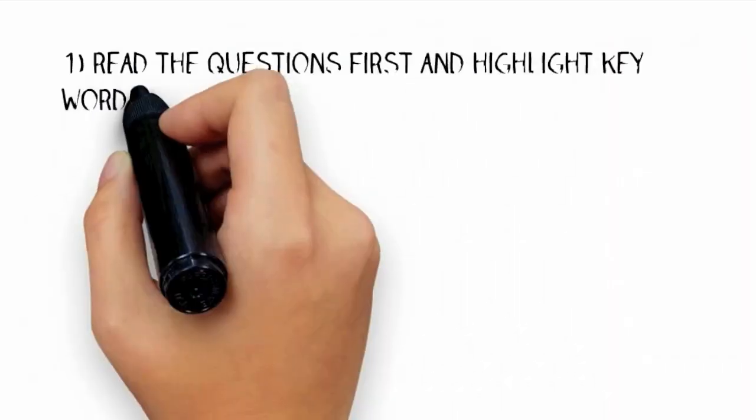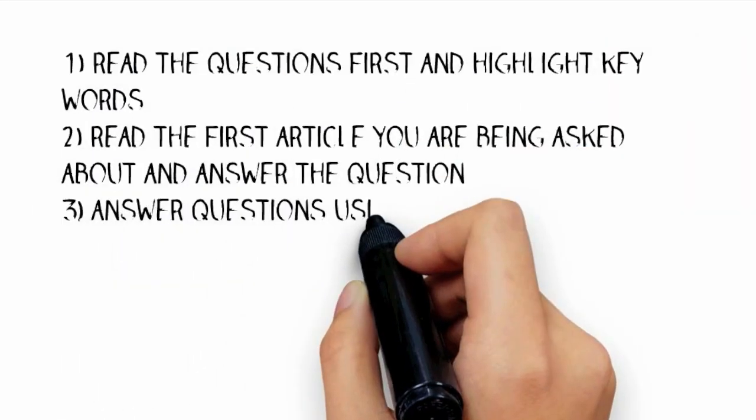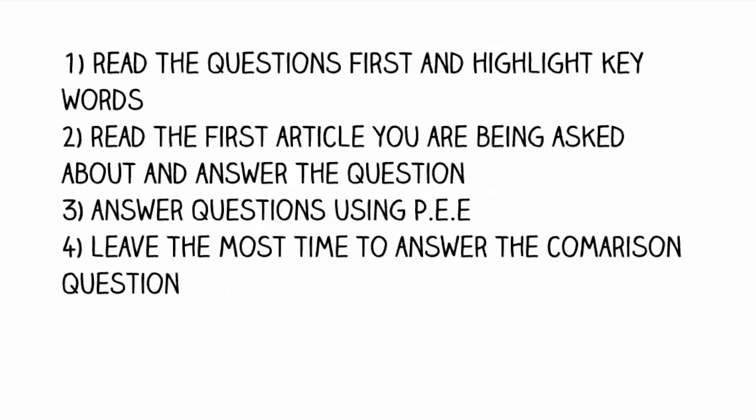So finally, my 4 top tips for succeeding in this paper. Read the questions first, highlighting keywords so you know what you're looking for before you start reading. Read the first article and then answer the question. Answer all of the questions using point, evidence and explain. In some you're going to have to reference techniques as well. Some schools you call that PETA, and you might have other acronyms for that as well.